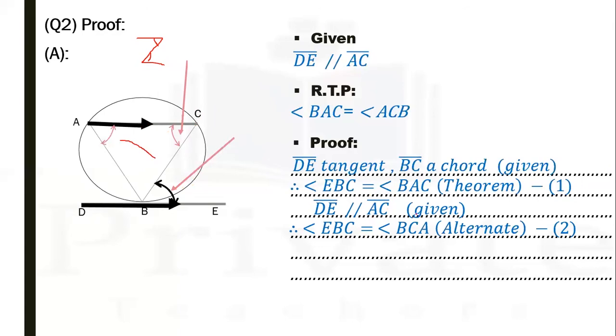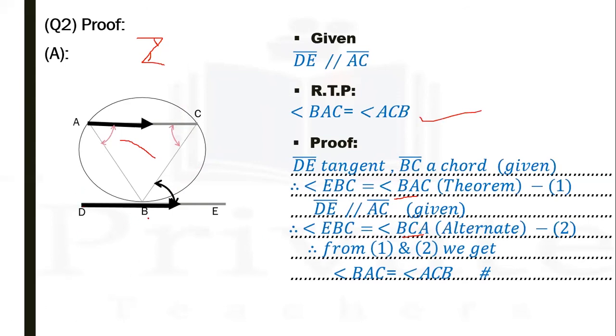And then look at 1 and 2. EBC is equal to BAC. And then again, EBC is equal to BCA. That means BAC and BCA are equal. From 1 and 2, we get BAC and ACB are equal, and this is what is required to prove.